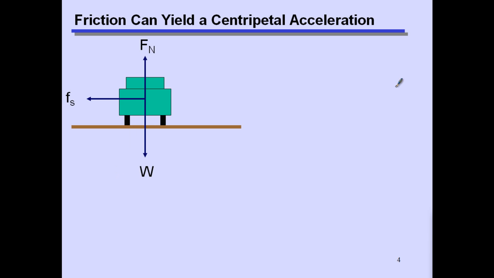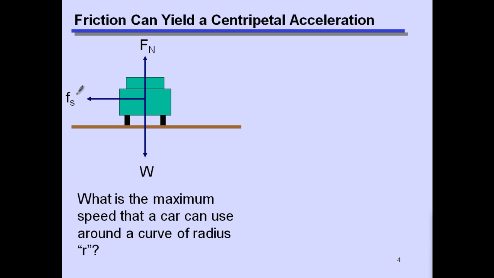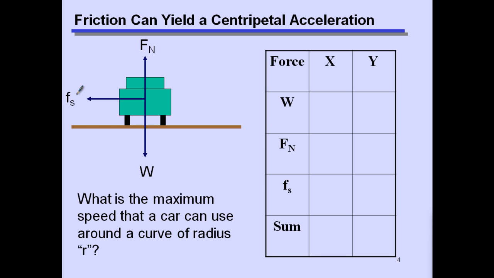So there's my free body diagram again. You either have big F sub little f, or since we're talking about static frictional force, I always like to do little f sub s for static frictional force. So oftentimes in these problems, we're going to ask you, like, what's the maximum speed that your car can have to go around a radius of a certain curve, or a curve of a certain radius, I should say.